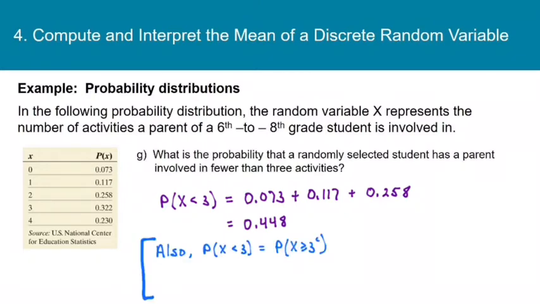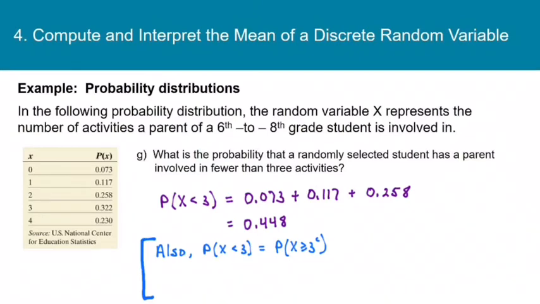Now I do want to point out, in case you have a large probability distribution with lots of lines, so lots of different probabilities to add together, you always can be on the lookout for a chance to use the complement rule. So the probability that our random variable has a value less than 3 is the complement of the probability that it has a value of 3 or more. So we could just say 1 minus 0.552 because that's the sum of these two numbers. 1 minus 0.552 would also give us 0.448.